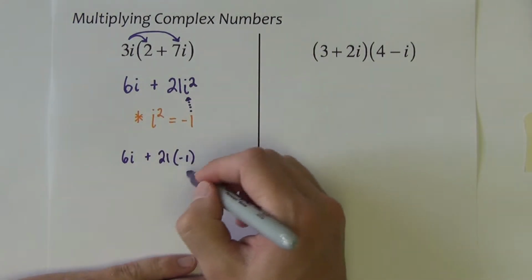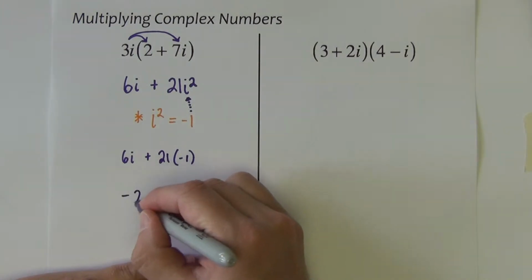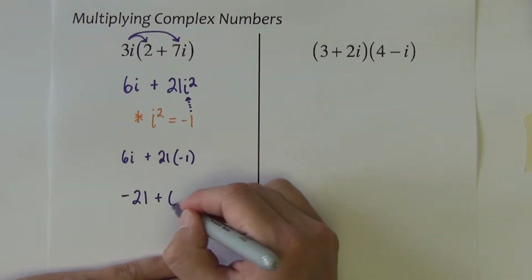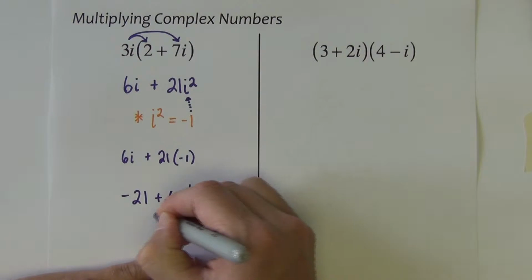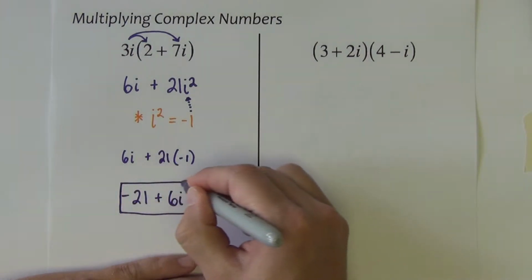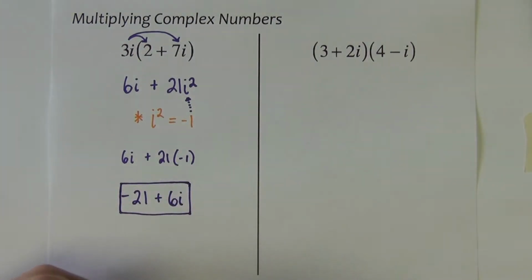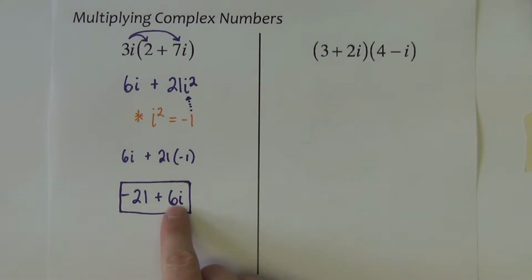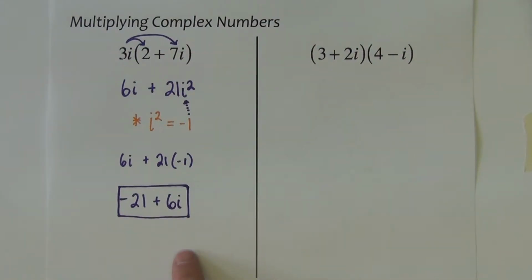That, of course, is a negative 21. I'm going to lead with that negative 21. Negative 21 plus 6i. And that's the answer we want. We don't want any i squareds in our answer, as complex numbers don't have i squareds. They have real plus imaginary. That's the form we want. So any i squareds, we have to clear them out by replacing them with negative 1.